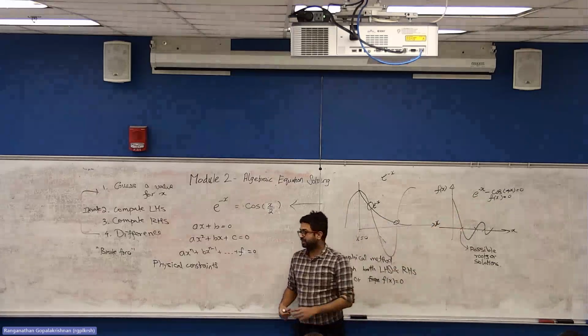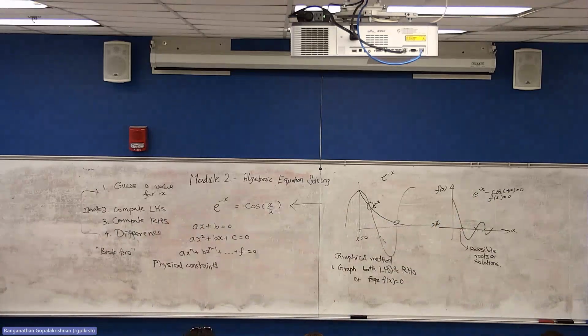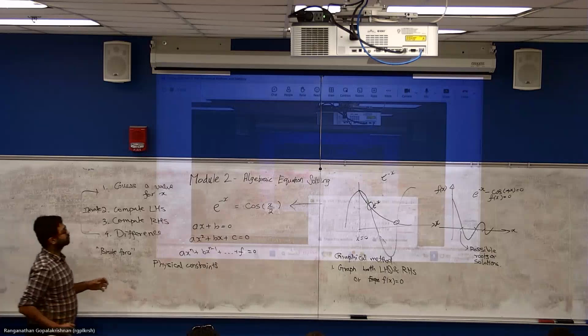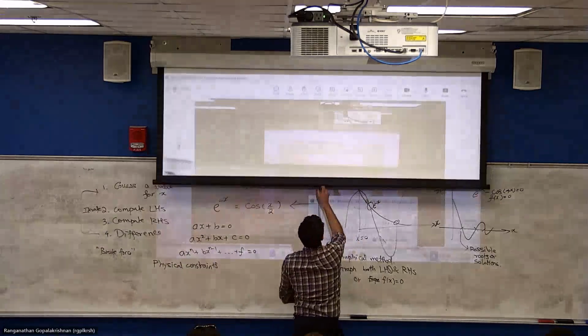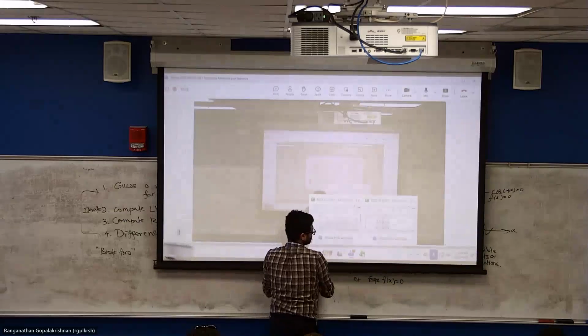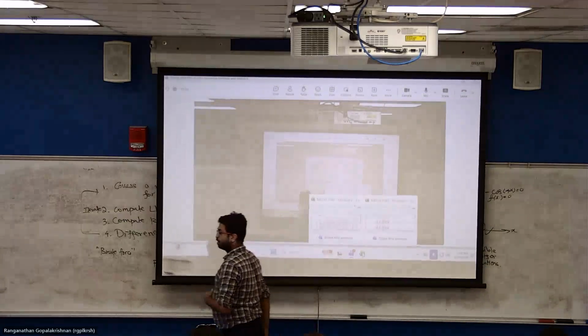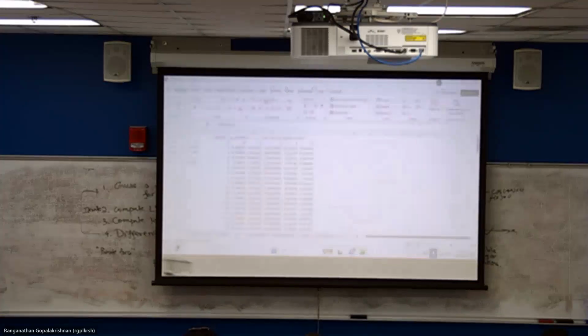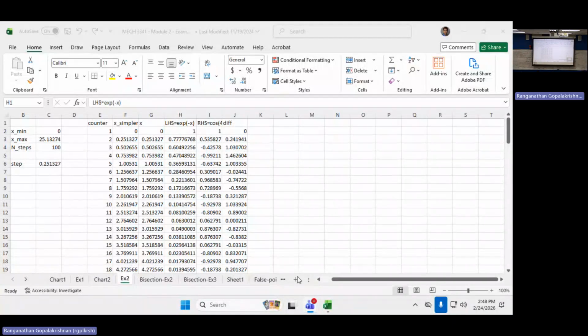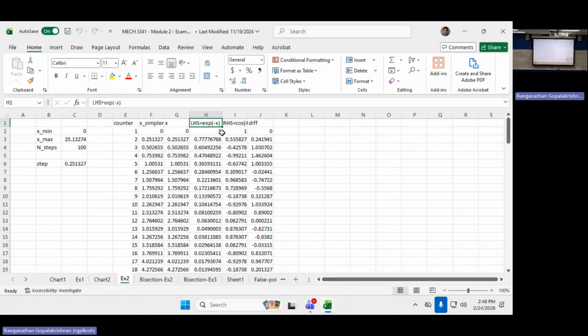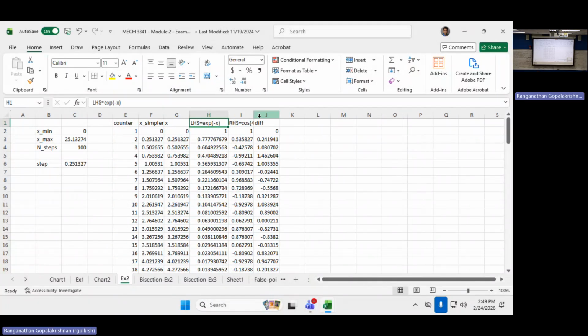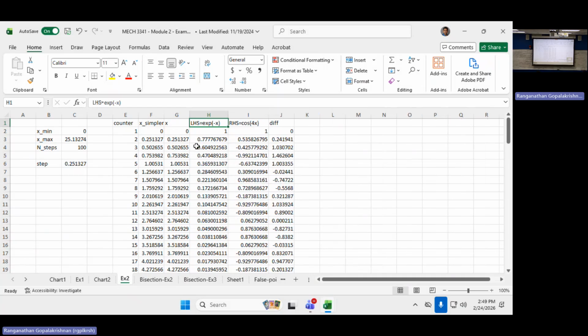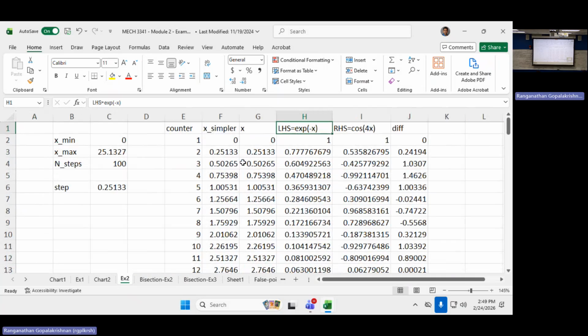So I have an Excel sheet here. I have posted this on Canvas. If you are on Canvas now, you can actually find it. All right, so this is our equation, or actually this is, I've been making this spreadsheet. So I have this all done here, but we'll start over and do this from scratch.